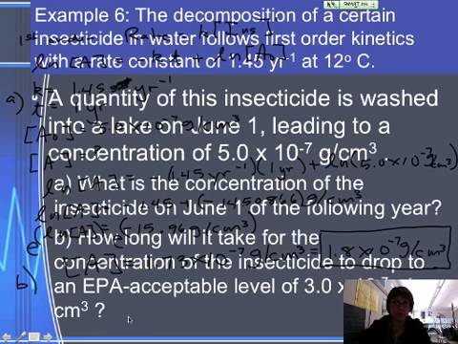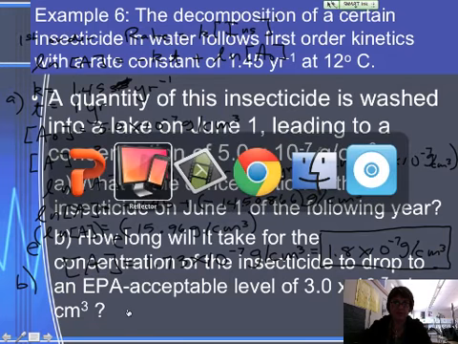How long will it take for the concentration of the insecticide to drop to the EPA acceptable level of 3 times 10 to the minus 7 grams per cubic centimeter?